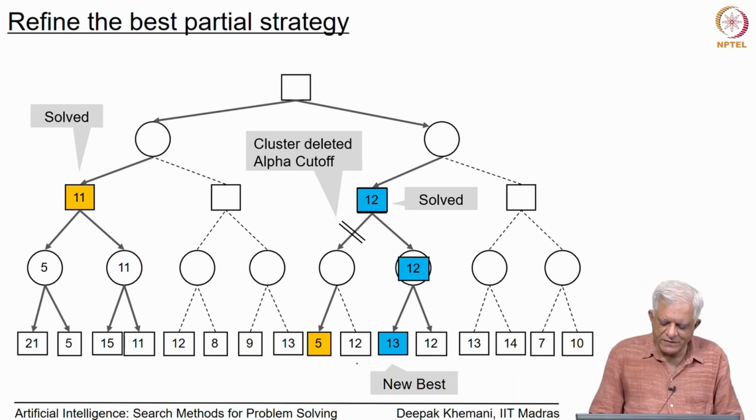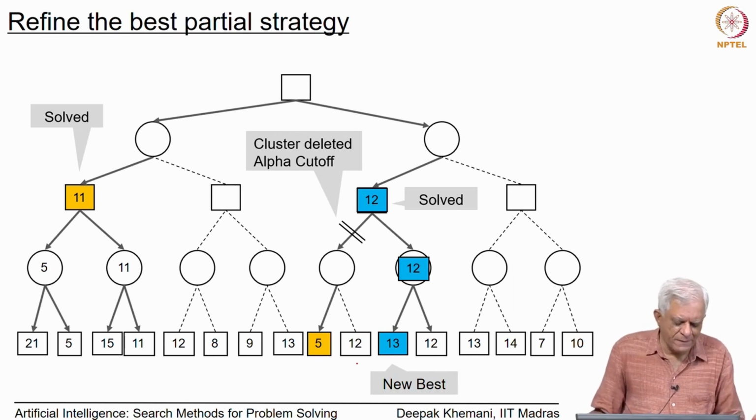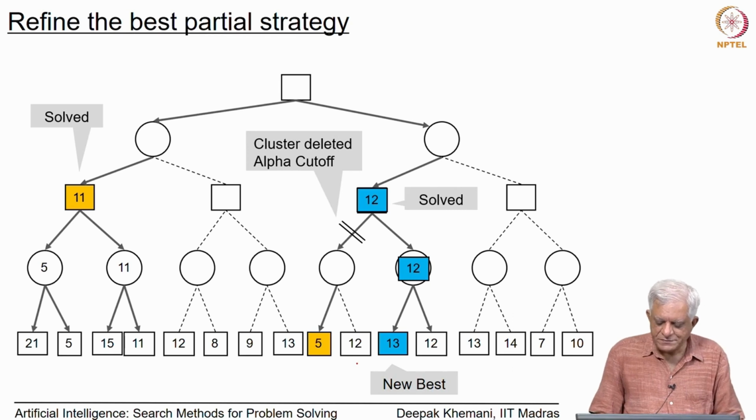So, at this point we are left only with 2 clusters, one with value 11 and one with value 12 essentially. What do these values mean, 11 and 12? It means that the cluster with value 11 can at most be, the minimax value can at most be 11, and the right hand side cluster can be at most 12. So, obviously, we prefer the right hand side cluster, and now we have to refine that cluster.